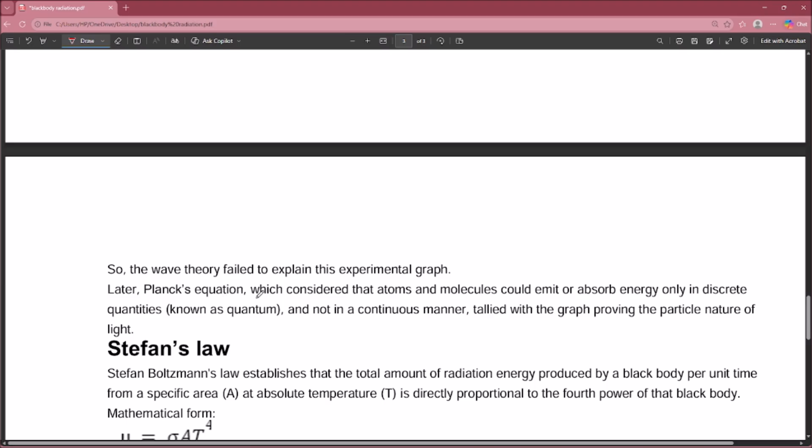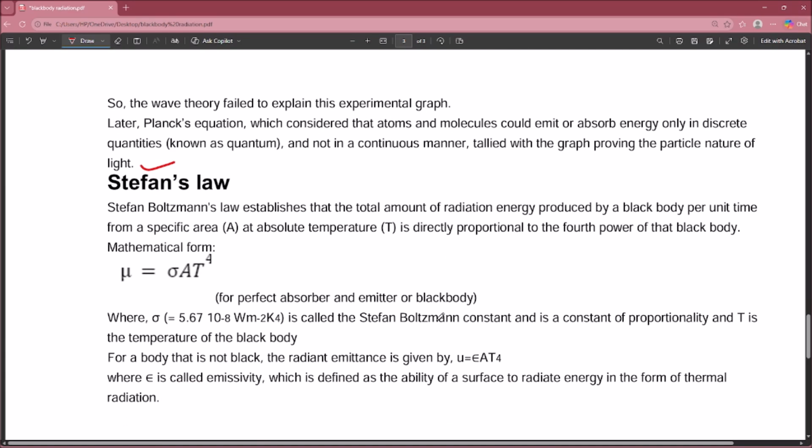Later, Planck's equation considered that atoms and molecules can emit or absorb energy only in discrete quantities, known as quanta, and not in a continuous manner. Quantum means discrete, not continuous. So this fits the graph, providing the particle nature of light, that is, the quantum nature of light.